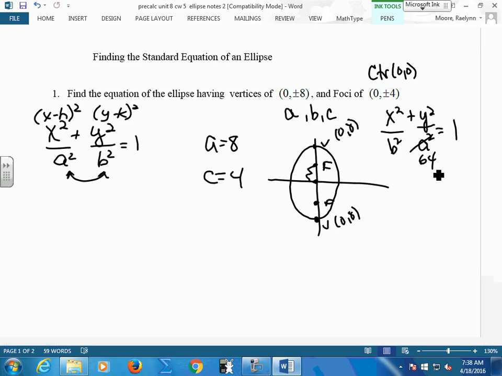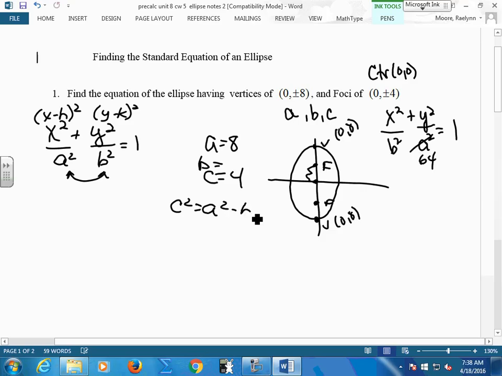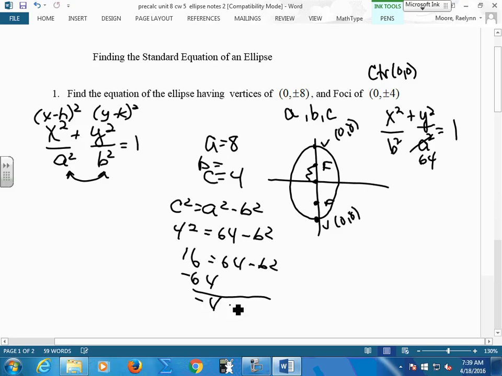So in this case, you just need to know your little formula. And now you can find B, given C. Okay, subtract 64. What is that equal to? Negative 48. Divided by negative 1.